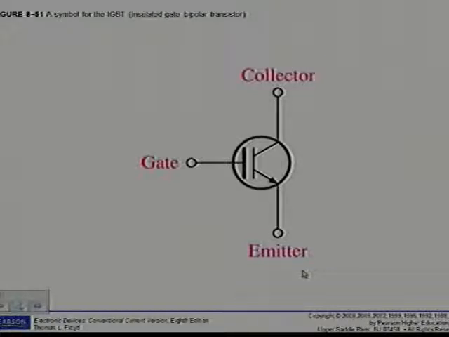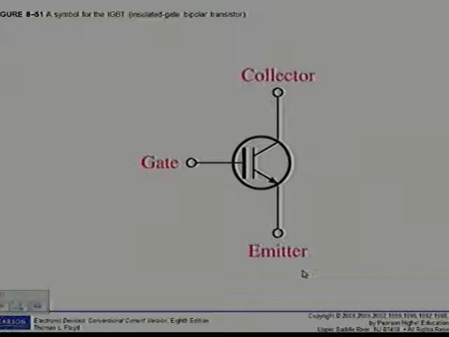And referring to the symbol, you can see that it's similar to the BJT symbol, except that there's an extra bar representing the gate structure of a MOSFET rather than a base in figure 8.51. Right, the IGBT has MOSFET input characteristics and BJT output characteristics. BJTs are capable of higher currents than field effect transistors, but MOSFETs have no gate current because of the insulated gate structure. So IGBTs exhibit a lower saturation voltage than MOSFETs and have about the same saturation voltage as BJTs.